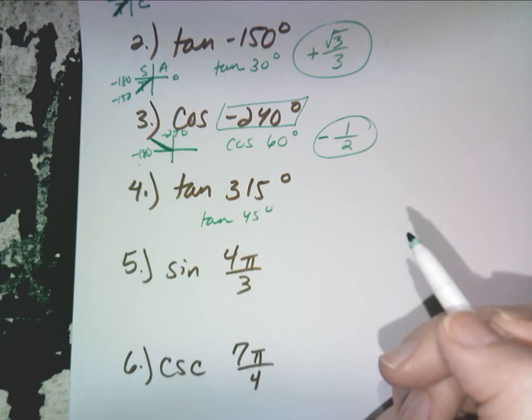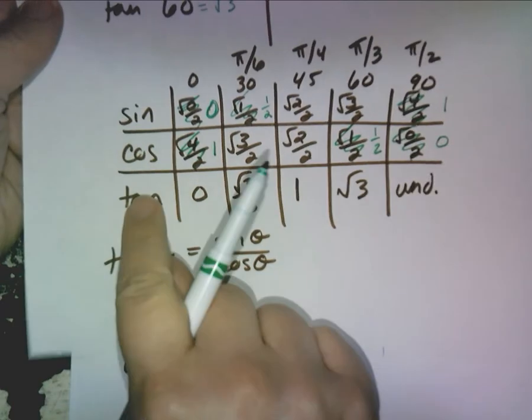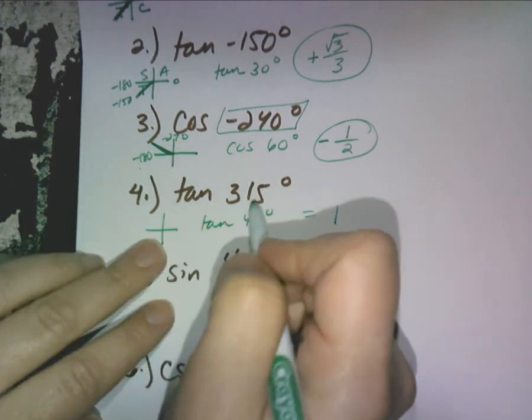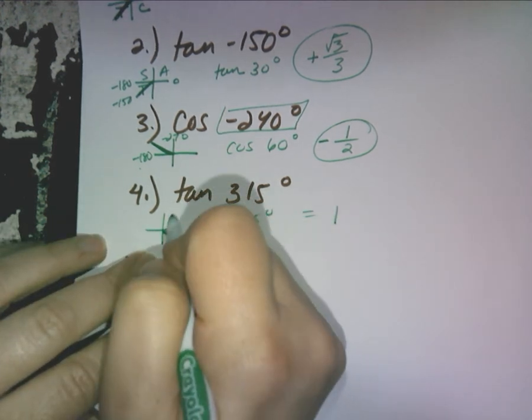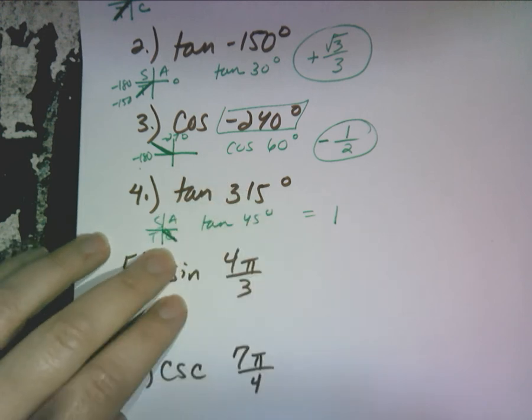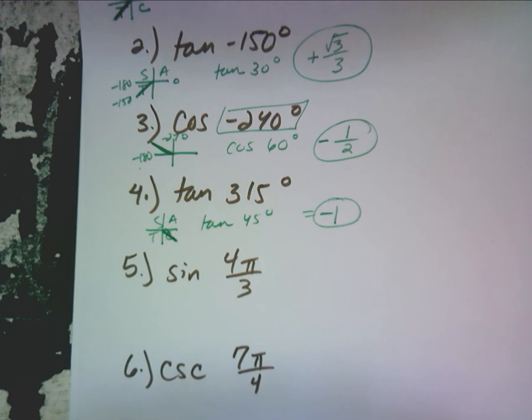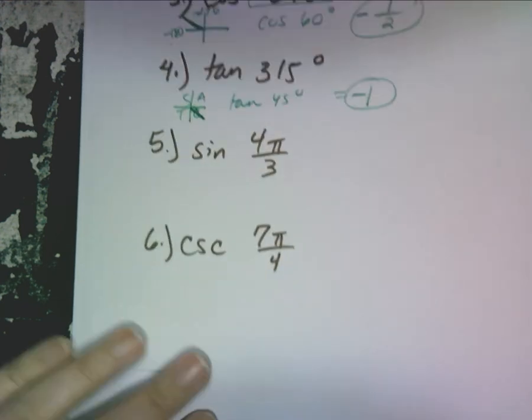So tan 45 on my chart. Tan 45, 1. Is it positive or negative? Well, let's find out. 315 is in here. All Students Take Calculus. Only cosine is positive, so that means that's negative. Done. All right, let's move on now to the radians one.